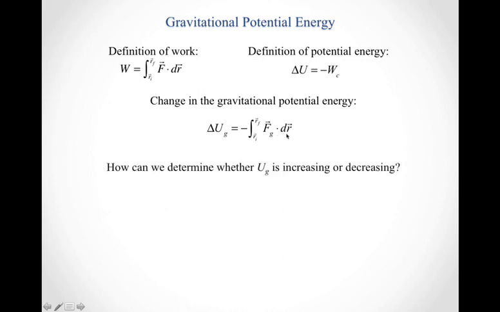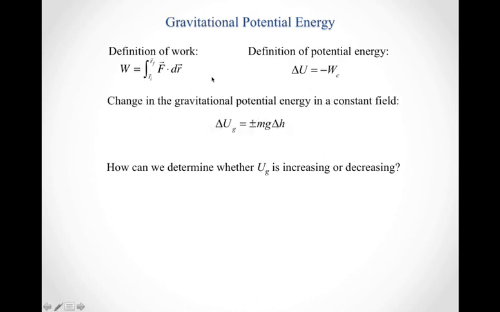And so before we worry about doing that calculation, let's think conceptually about how we can determine whether or not the gravitational potential energy is increasing or decreasing. We've already talked about the gravitational potential energy in a constant field. And so we said that under those conditions, the change in the gravitational potential energy is equal to plus or minus mg delta h. And so of course the plus or minus here was going to tell us whether or not our gravitational potential energy was increasing or decreasing, increasing with a plus, decreasing with a minus, because mg and delta h in this equation were all positive quantities.